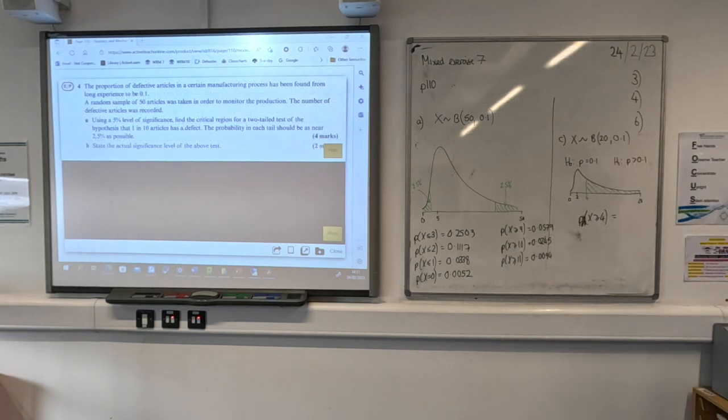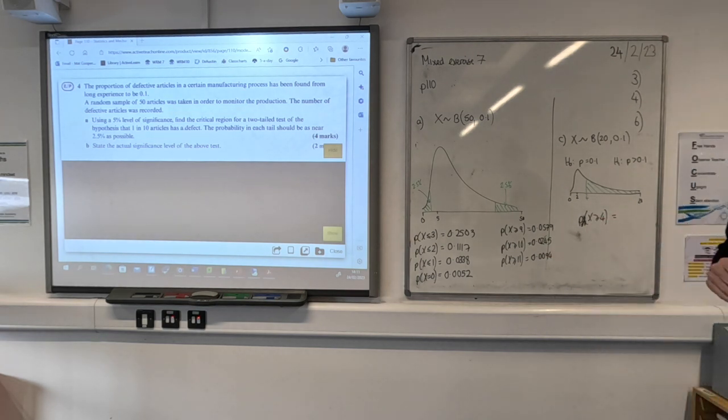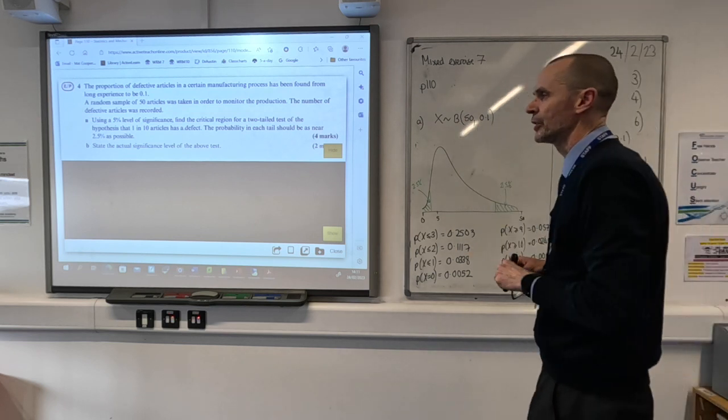So for the first part of 4, this is a two-tailed test. We're actually just told that in the question, so we haven't got hypotheses here at all. There's nothing saying they want to test that the probability of defective articles has changed. They're just saying it's a two-tailed test.